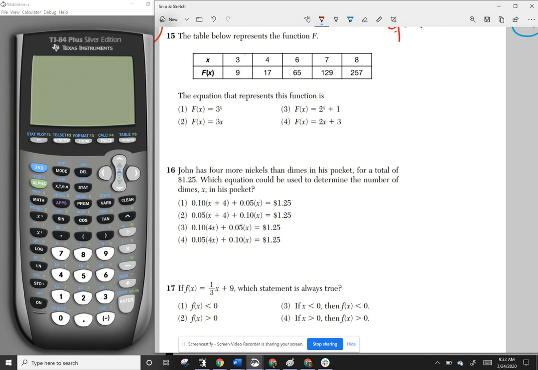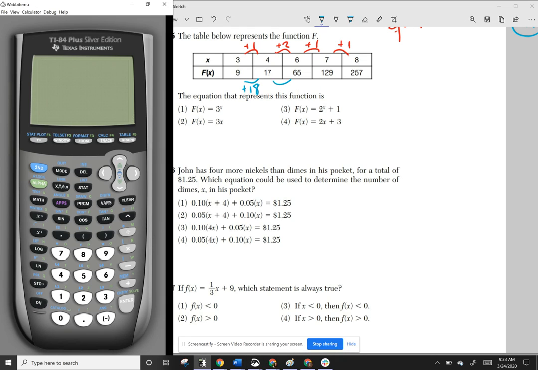How is this changing? So from 3 to 4, it's plus 1. 4 to 6 is plus 2. 6 to 7 is plus 1. And 7 to 8 is plus 1. Great. 9 to 17 is plus 18.